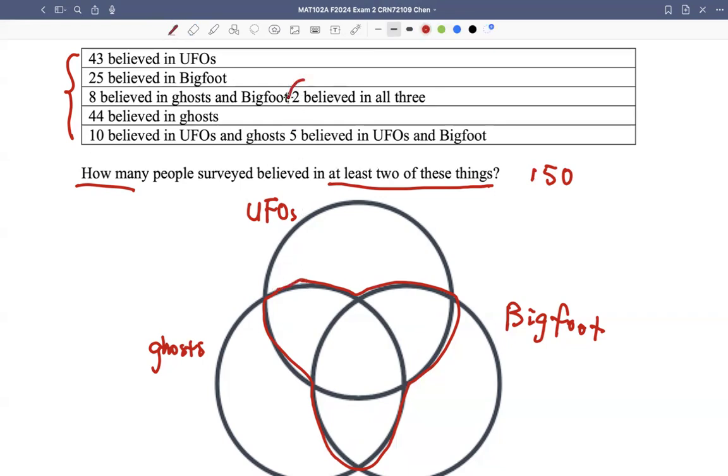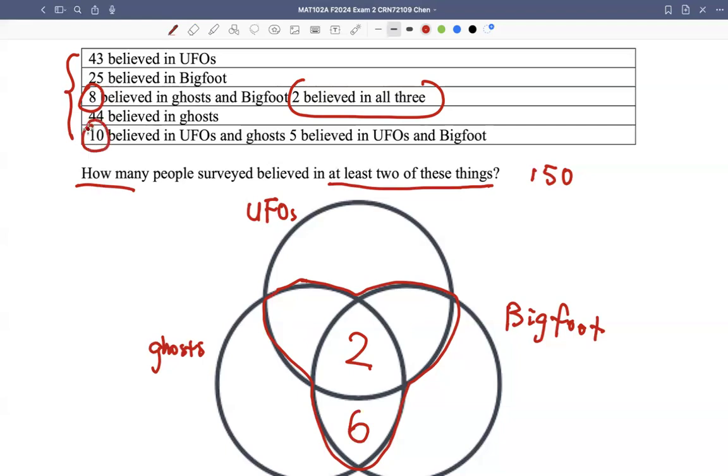We're given 2 people believe in all 3. So 2 people believe in all 3, right? Because these 2 you see in everyone, in UFO, in ghosts, in Bigfoot. So we put the number 2 here. Now 8 believe in ghosts and Bigfoot. So the intersection of ghosts and Bigfoot totals 8. But we already have 2 here. So 8 minus 2, 6. So we should put number 6 here.